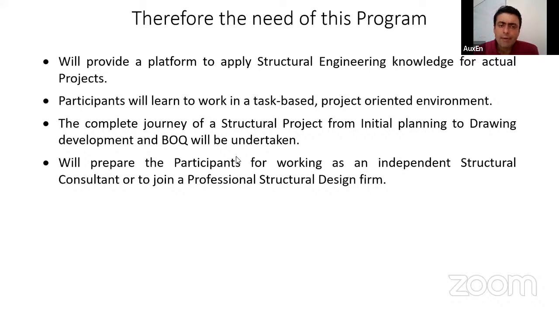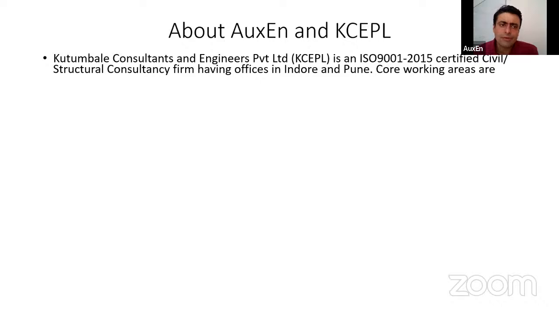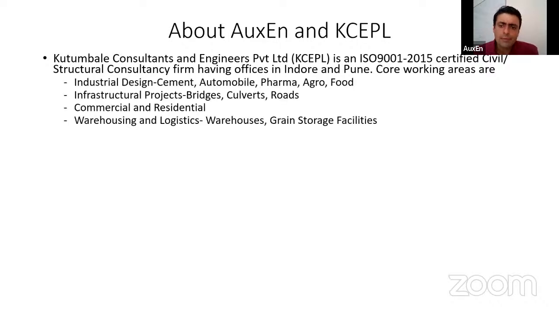Okay. I will be talking more on the projects that we are going to take in this program. But before that, a few things about AuxEn, that is the firm, our firm through which we are organizing this program, and our structural design firm. So our parent design firm is Kutumble Consultants and Engineers, and we are involved in doing different multidisciplinary structural engineering works. We do a lot of industrial designs, infrastructural projects. We do commercial and residential projects. Warehousing and logistics is another vertical where we do the projects.